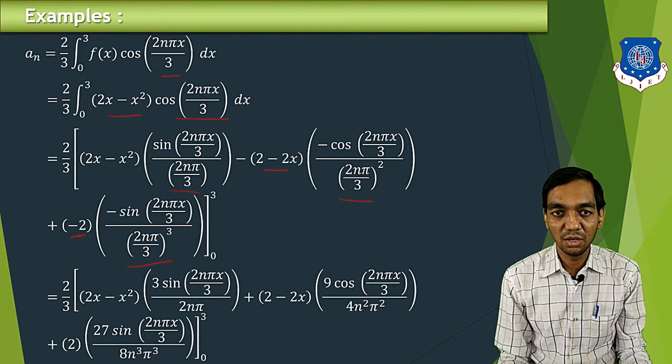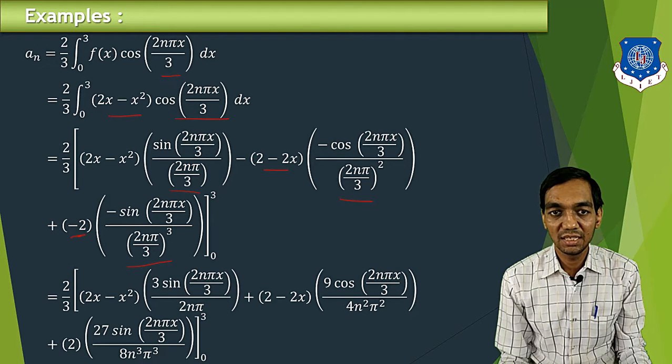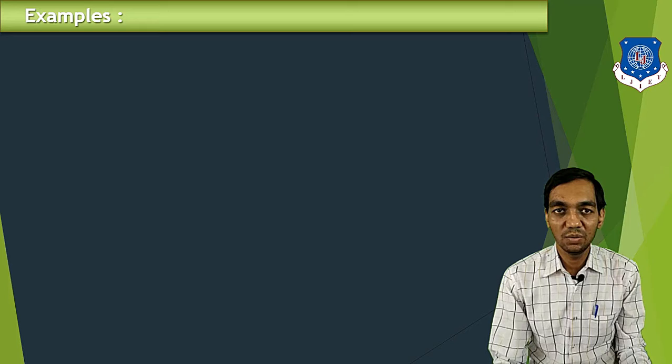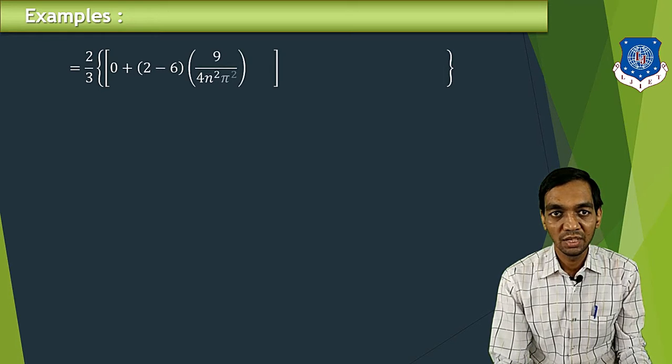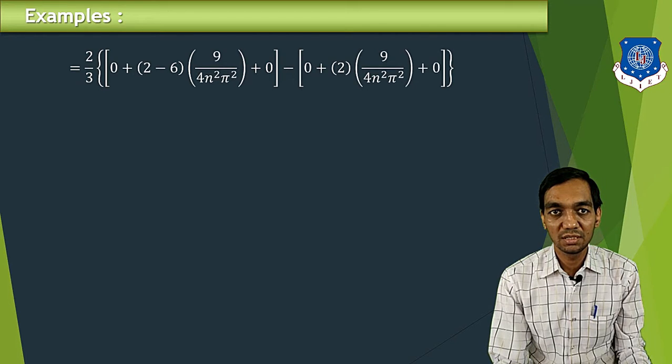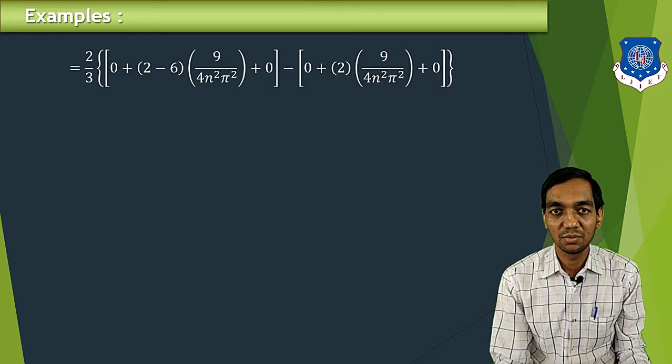Now first put the upper limit and then the lower limit. If you substitute 3, then the 3 will be cancelled out and you will get sin 2nπ here, cos 2nπ here, and sin 2nπ here, and the terms of sin 2nπ are going to be 0. So you will have 0 plus (2 − 2×3), that will be −4, times cos 2nπ, which has a value 1. So you will have 9 upon 4n²π².